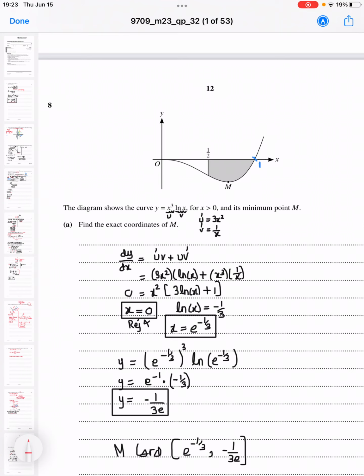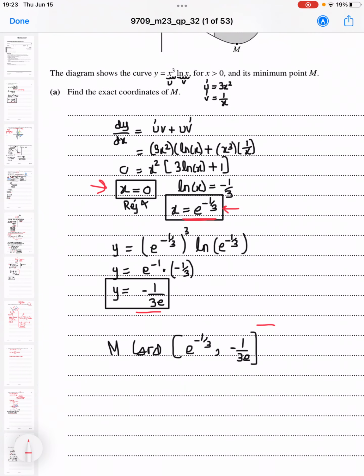becomes x squared times (3 ln x plus 1), putting it equal to 0. So we have one stationary point at 0 and one minimum point at e raised to the power minus 1 by 3, which is our minimum point. So finding the y coordinate of it gives minus 1 over 3. So the coordinate M is (e raised to the power minus 1 over 3, minus 1 over 3).